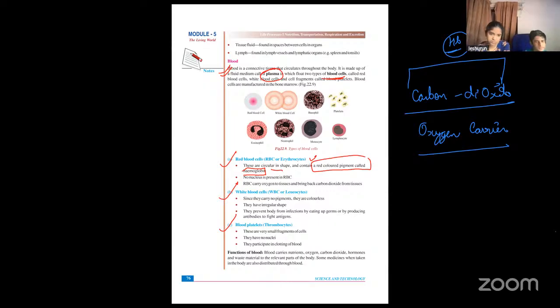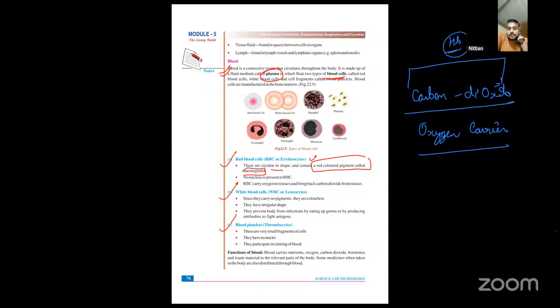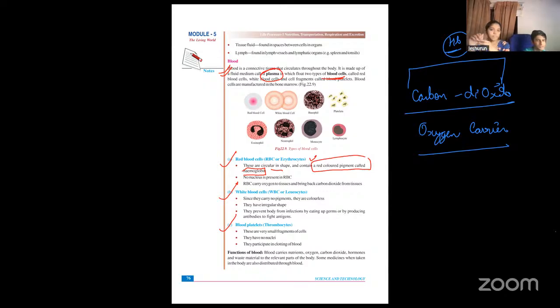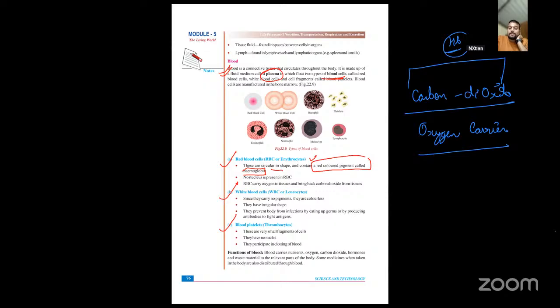Yeah, it is a correct answer, but not a perfect answer. Also the carbon monoxide will combine with the hemoglobin. Yeah, that is correct. Perfect.